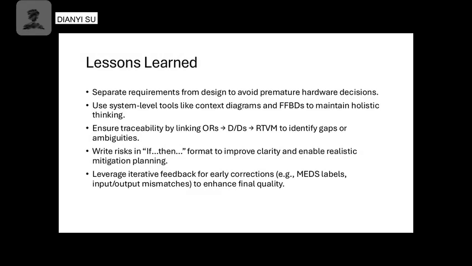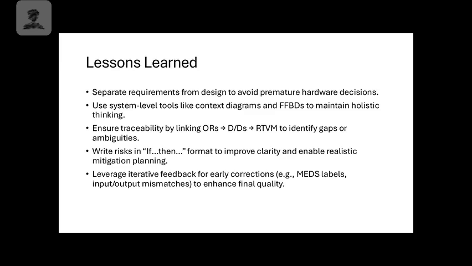So for this lesson, we learned a lot. First, we realized how important it is to keep requirements and design separate. Whenever we jump too quickly to a specific hardware solution, it becomes harder to change things later without breaking the logic of the requirement. And then building a context diagram and functional flow diagram really paid off. They forced us to think at a system level: who interacts with us, what information flows in and out, and what actually happens at each step of the mission.